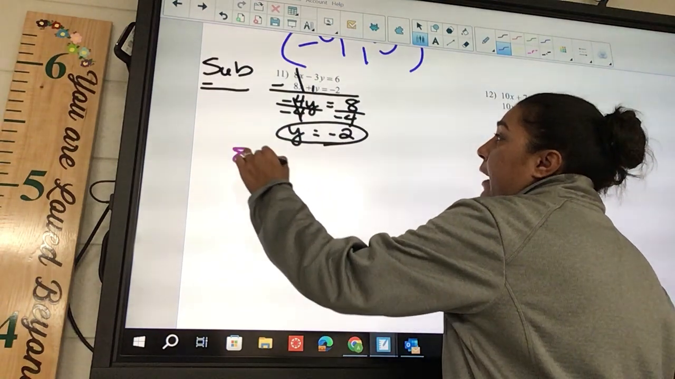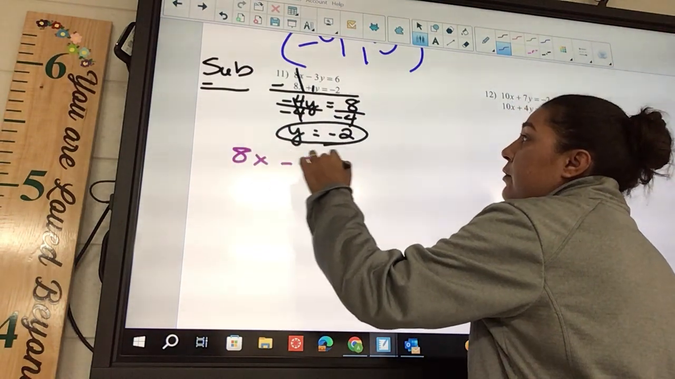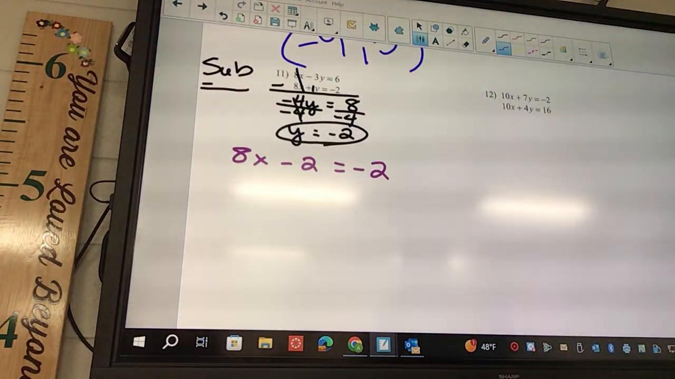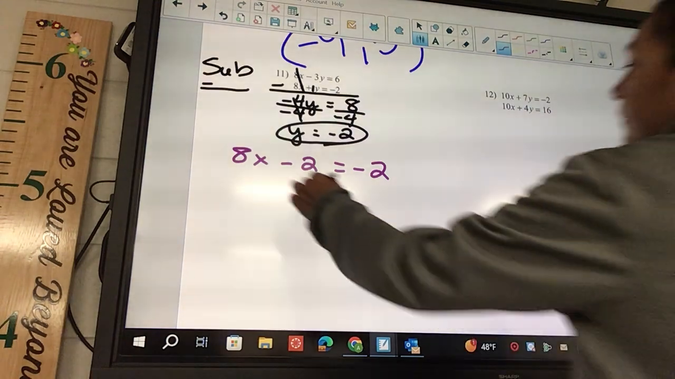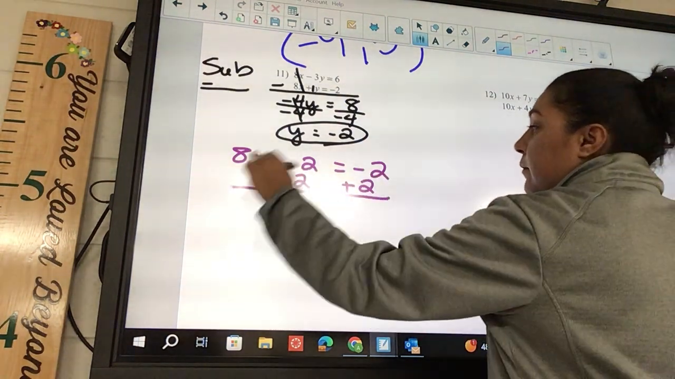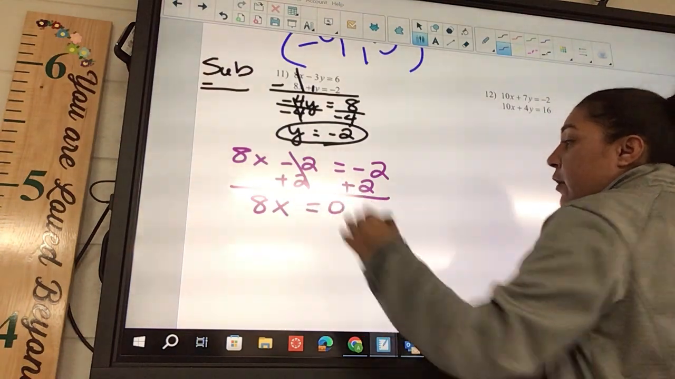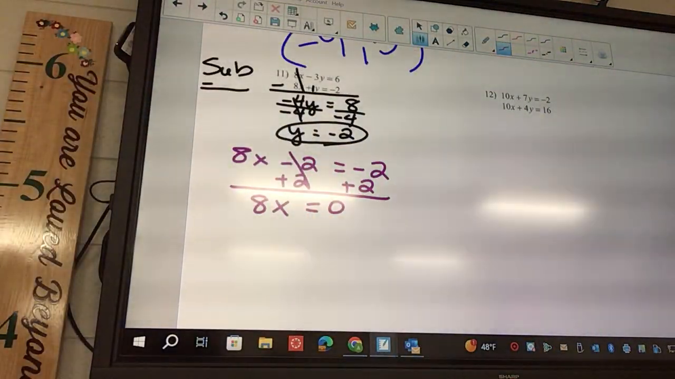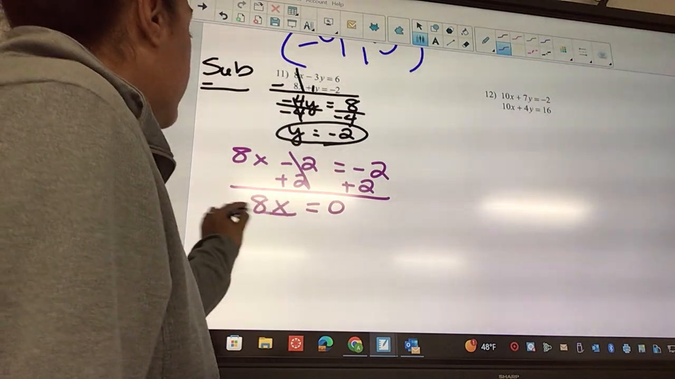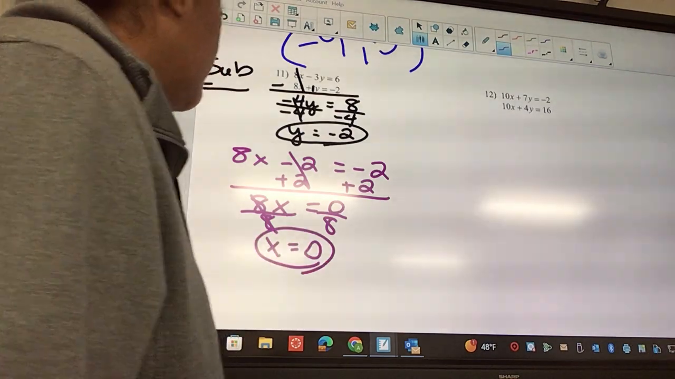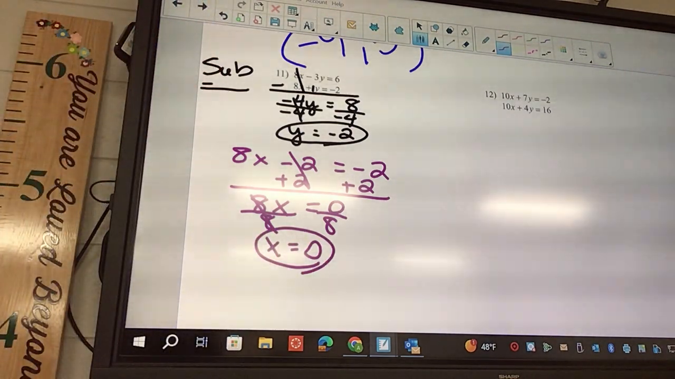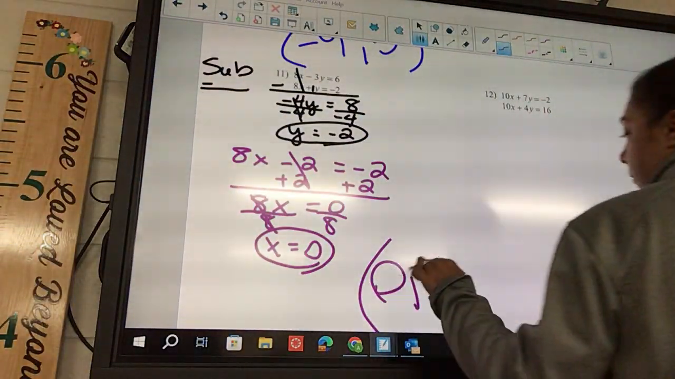Okay, so we got 8x minus 2, because that's our y, -2. I'm going to add 2 to both sides. So I got 8x equals 0. And then our last step is going to be to divide by 8. So I'm going to get x equals 0. What is my coordinate? 0, -2. Good.